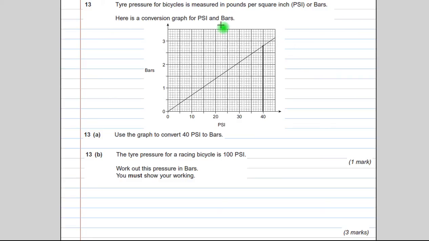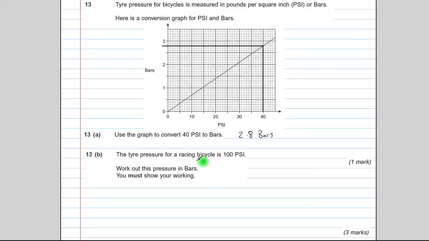and then when you hit the graph you want to go across and see where you end up on the bars scale. Now if I look here, here's 2 and here's 3, you should be able to see that there are 10 squares between 2 and 3, which means each one is worth 0.1. So I need to go 8 squares up from 2, so that's going to get me to 2.8 bars.